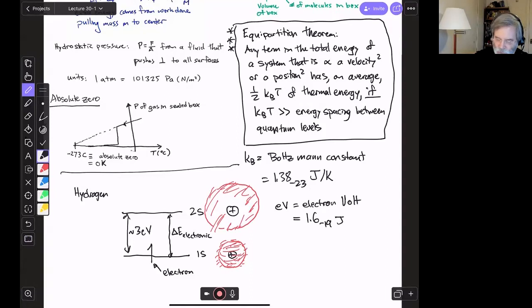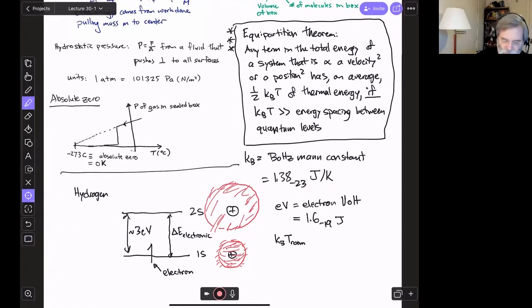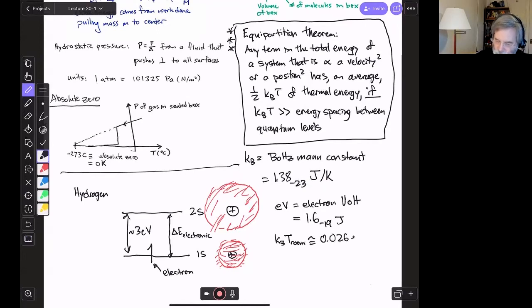So for comparison, if you take the Boltzmann constant times room temperature, notice that the units of the Boltzmann constant are joules per Kelvin. So when you multiply by temperature, you get an amount of energy. Boltzmann constant times room temperature is about equal to 0.026 electron volts. The electron volt is a pretty small unit of energy, but it's a convenient one when you're talking about processes on the atomic scale.